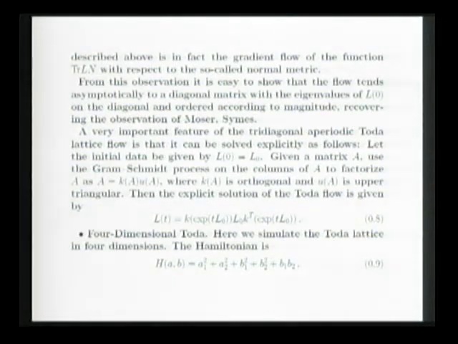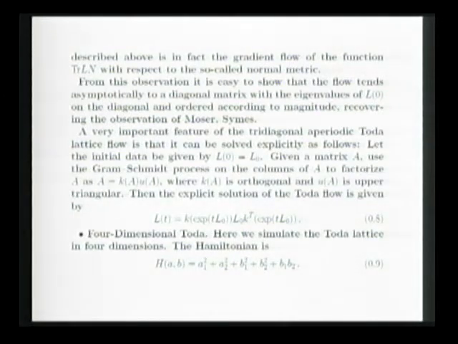Also, the nice thing about it is that the tridiagonal aperiodic Toda flow can be solved explicitly, and the way to do that is by a Gram-Schmidt process, which, of course, is related to QR. So the way you do it is you take the initial data, you factorize it into an orthogonal piece and an upper triangular piece, and the explicit solution of the Toda flow is just given by conjugation with this orthogonal piece. And here is just a simulation of the Toda lattice in 4 dimensions.